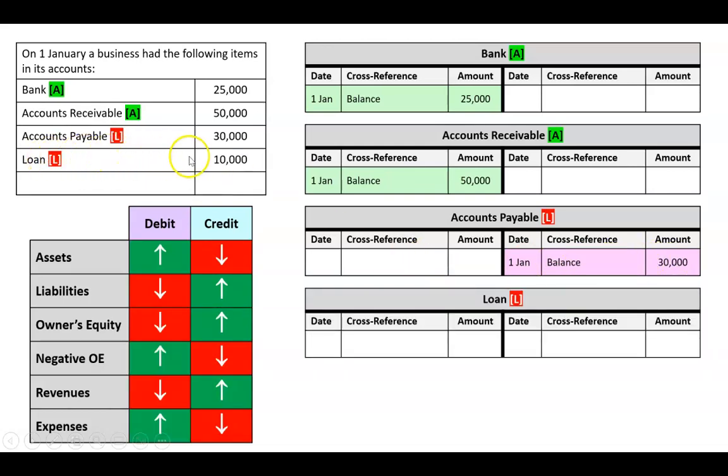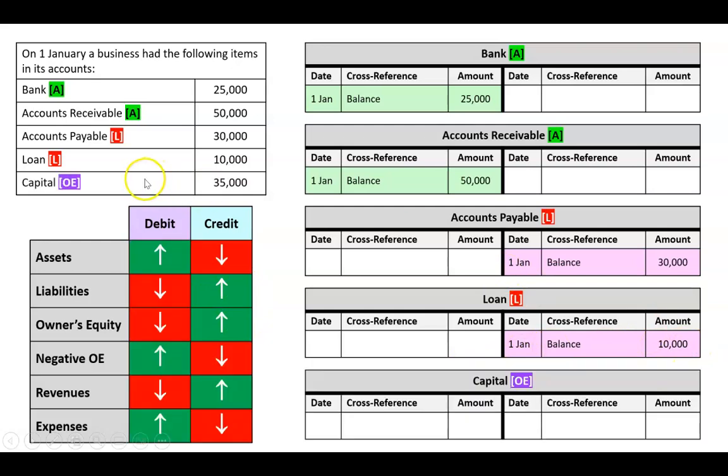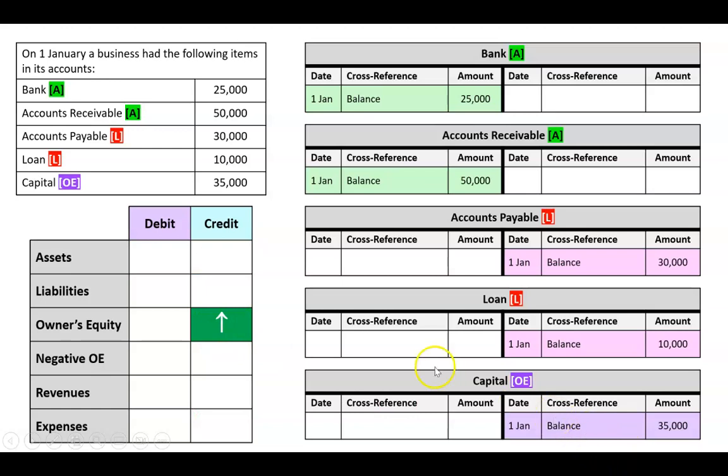Next one is the loan of 10,000. That's also a liability. Liabilities have credit balances, so that would go here. And finally, I've got the capital account. So the capital account was $35,000 here. So owner's equity account, that's what capital is, that has a credit balance, so that would go there. And what we can see with our opening balances is we've kind of set them and now they're ready to enter the transactions for the rest of the month.